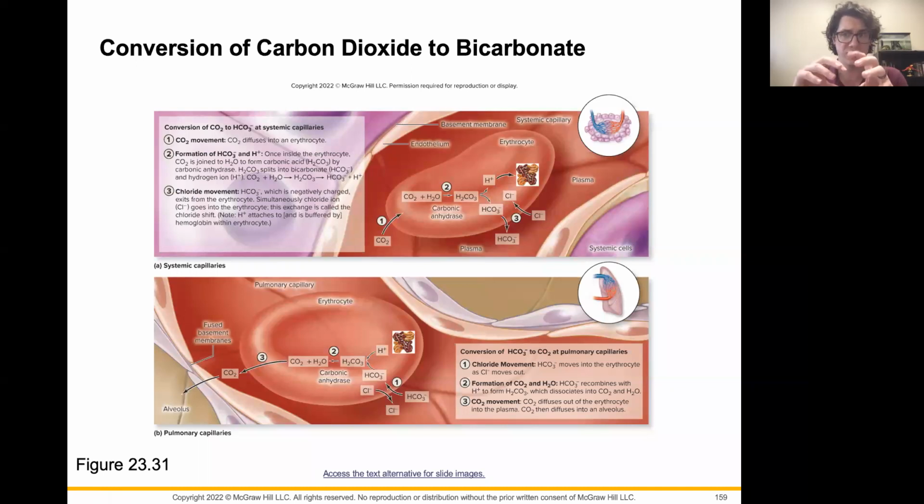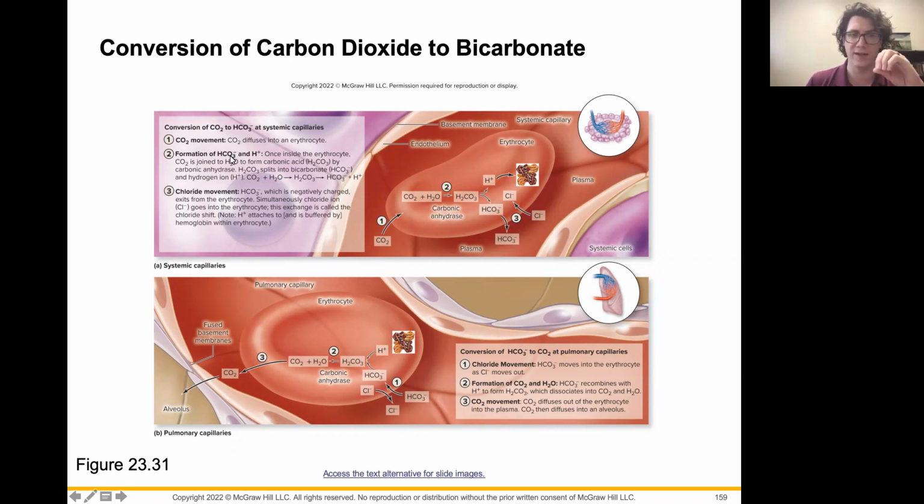We know that 23% of the CO2 is going to bind itself to hemoglobin. The other 7% will stay just in the blood plasma, but the other 70% is now going to get exposed to carbonic anhydrase. This is where we're going to generate that bicarbonate ion.